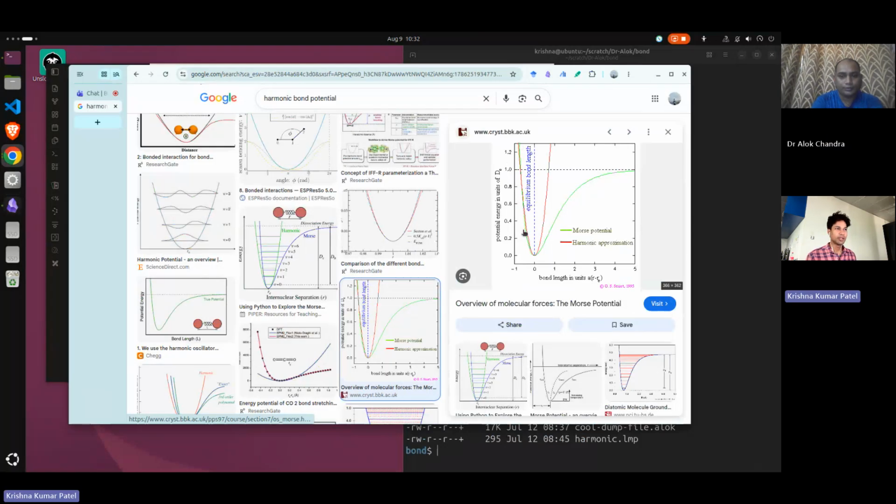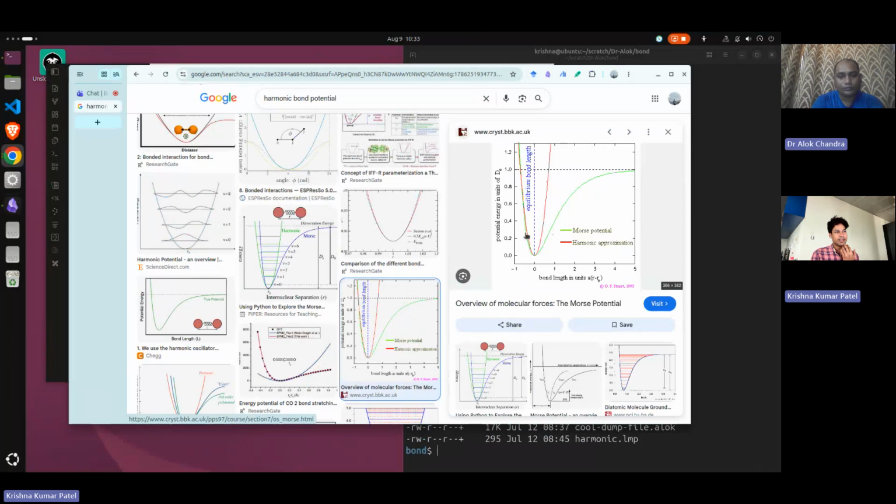So the harmonic approximation does not allow you to soften the bond as you keep stretching the bond, whereas Morse potential allows you that, see, bond softening. What do you mean by bond softening exactly? That means, look at this.